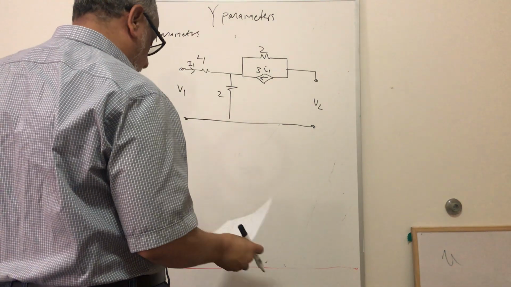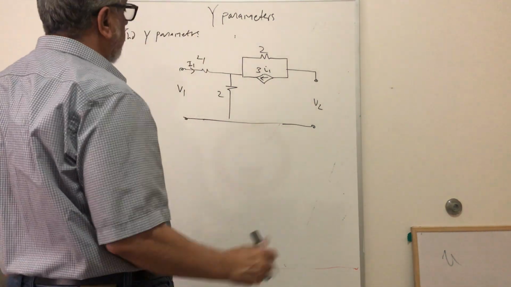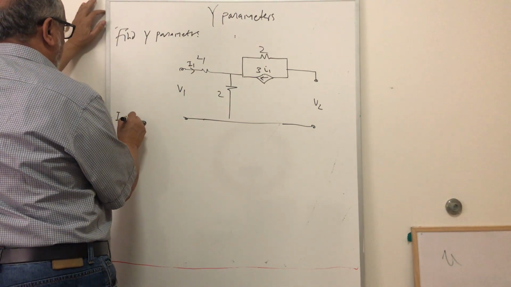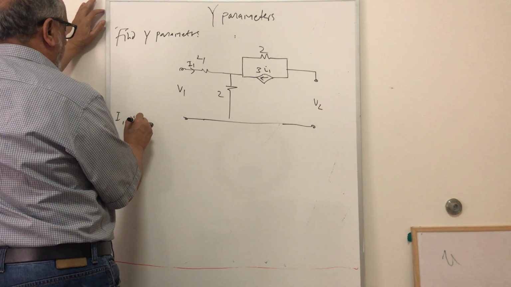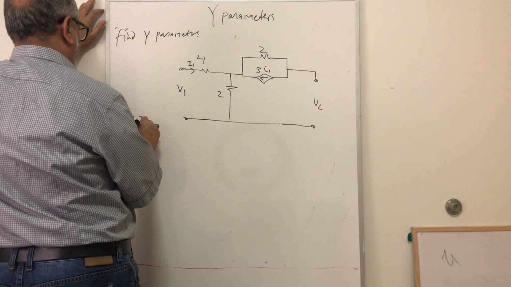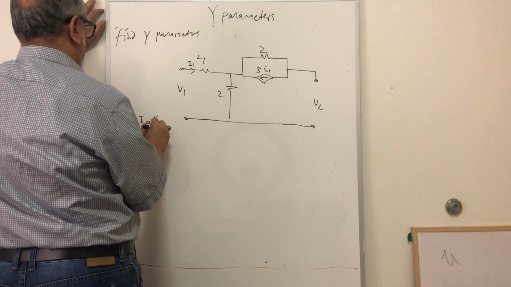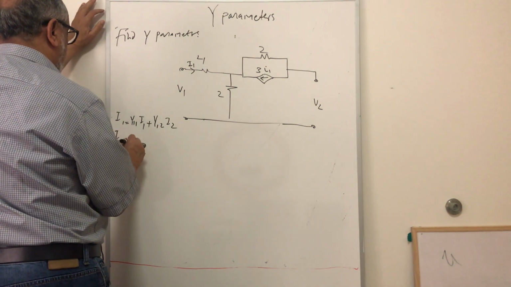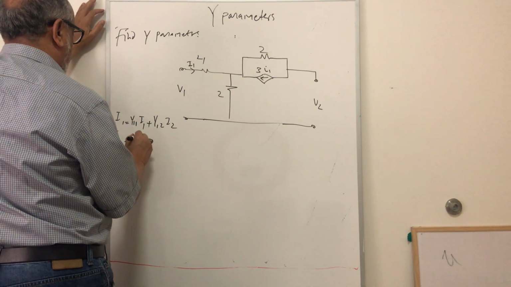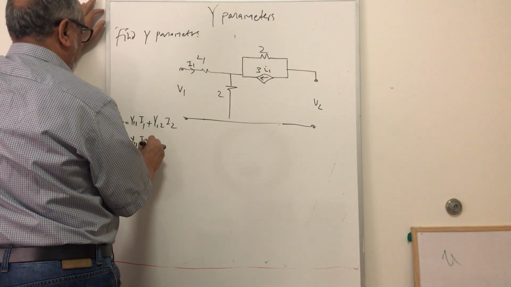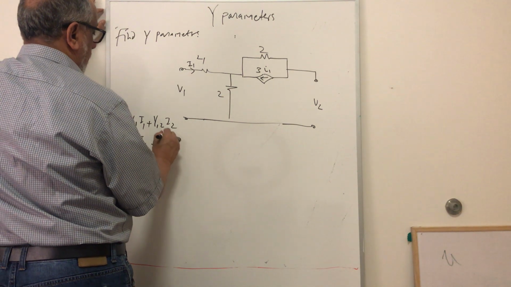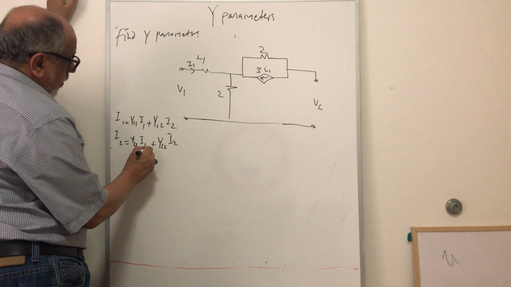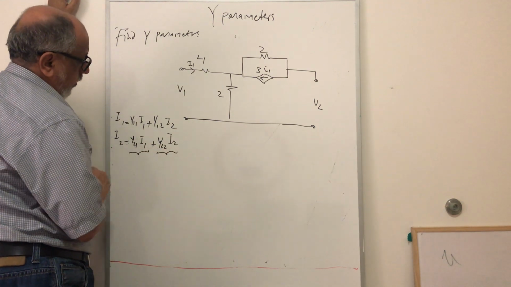So again, we can do the same thing here. So we can simply say I1 equal to y11 V1 plus y12 V2, and I2 equal to y21 V1 plus y22 V2. You have to be careful about this. Now first I will find this, and then I'll find these two parameters.